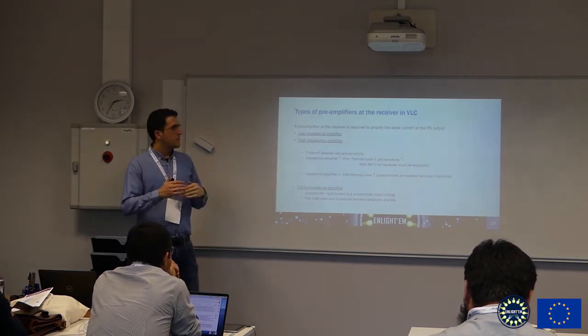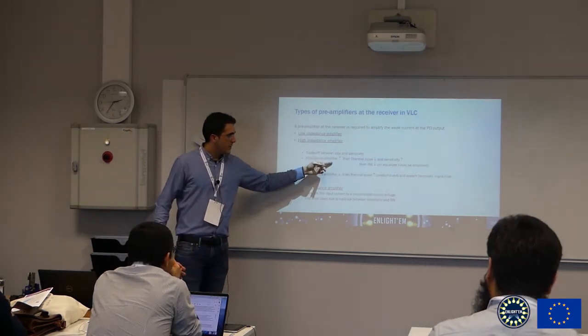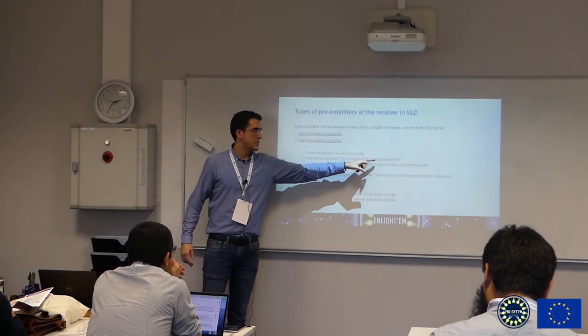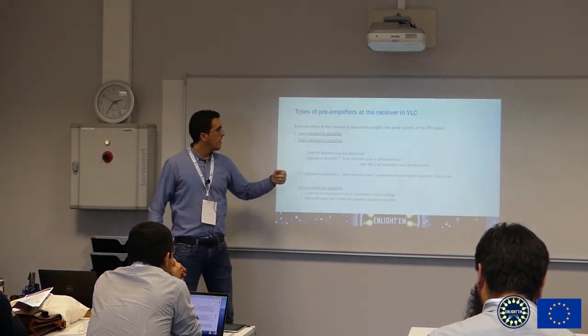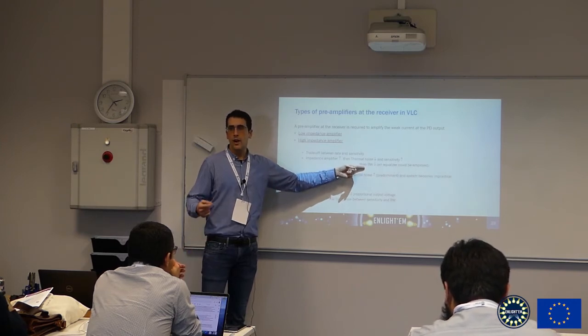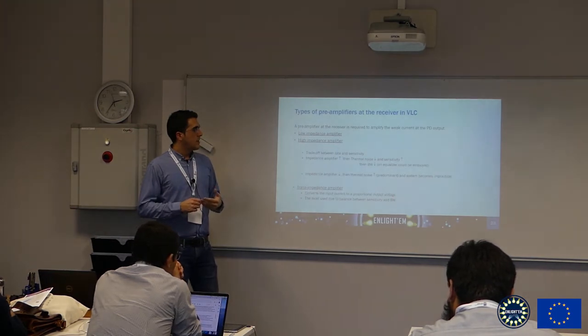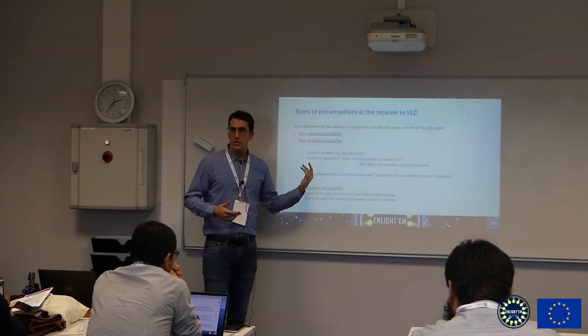We have to find somehow a trade-off between these two, because the larger the impedance of the amplifier is, the lower the thermal noise is, and the sensitivity increases, which is good. But also, we are decreasing the bandwidth. So we can use an equalizer at the receiver side in order to equalize the channel, but still we are decreasing the bandwidth, which is bad.